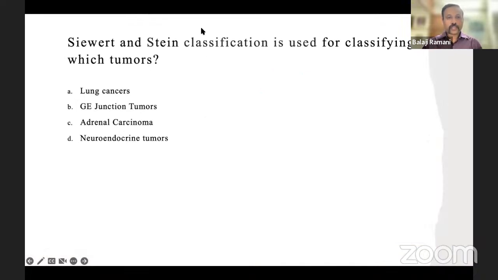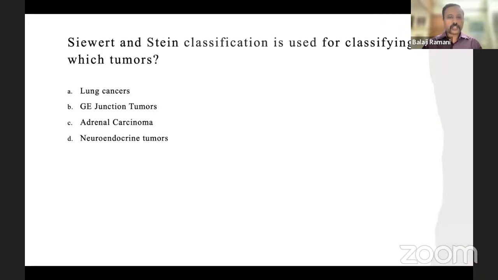So the first question that we have is the Siewert classification. What is it being used for? What is the use of the Siewert and Stein classification? The Siewert classification is used for the classification of lung tumors, GE junction tumors, adrenal carcinoma, or neuroendocrine tumors.